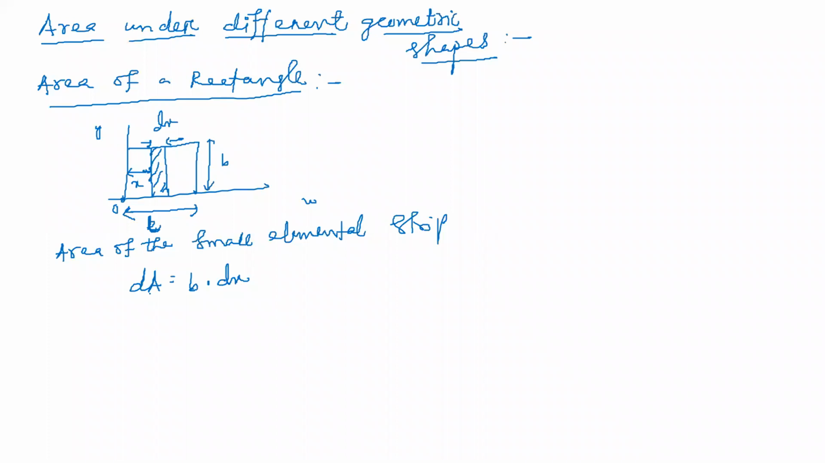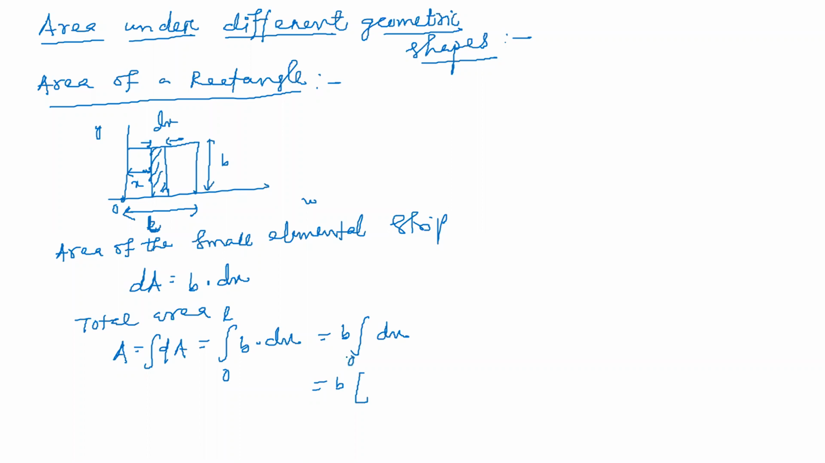So if I want to find the total area, what do I have to do? I have to find the area that is equal to integration of dA, that is equal to b dx, from 0 to L. Correct? So that is equal to, students, b integration dx, from 0 to L. Integration of dx, how much, students? x. Correct? And that is 0 to L. So that is equal to b into L. Correct? That is the answer. Area of the rectangle is length times breadth.